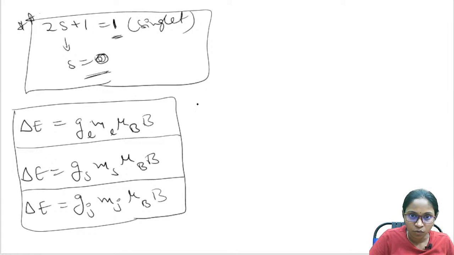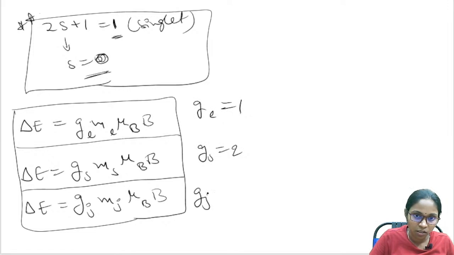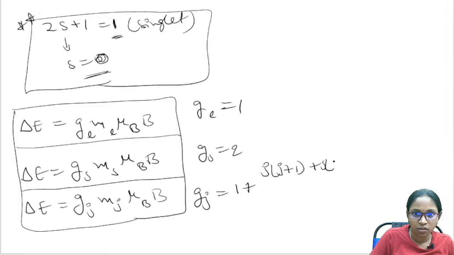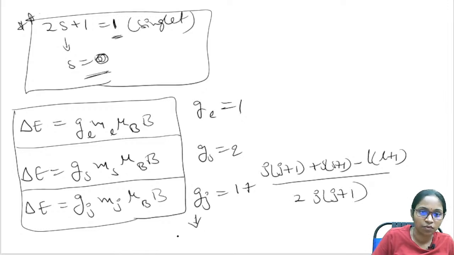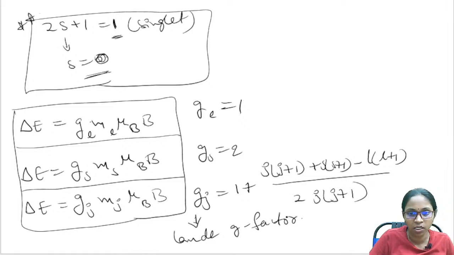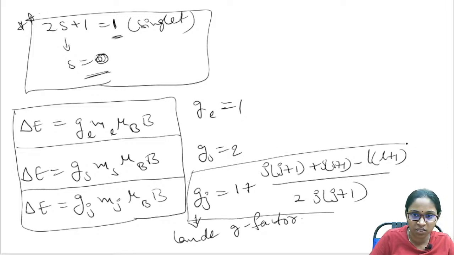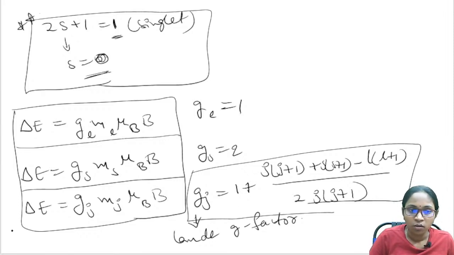As we know, this GL value is equal to 1, GS value is equal to 2, and GJ is equal to 1 plus J into J plus 1 plus S into S plus 1 minus L into L plus 1 by 2 times J into J plus 1, which is nothing but the Landé G factor. In our last DL examination, there was a question on this Landé G factor. They asked us to find out this Landé G factor.